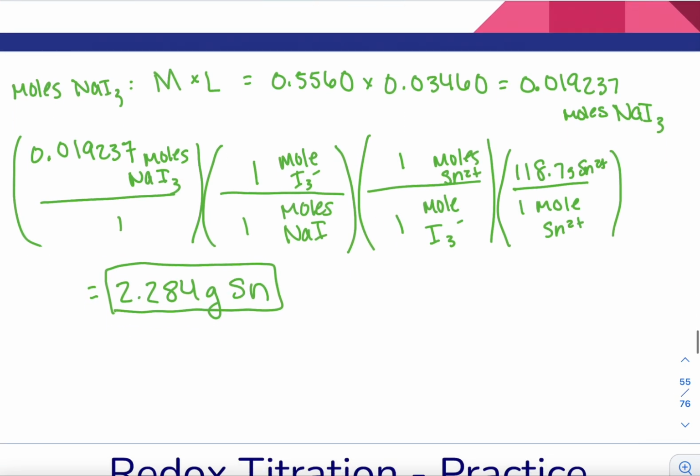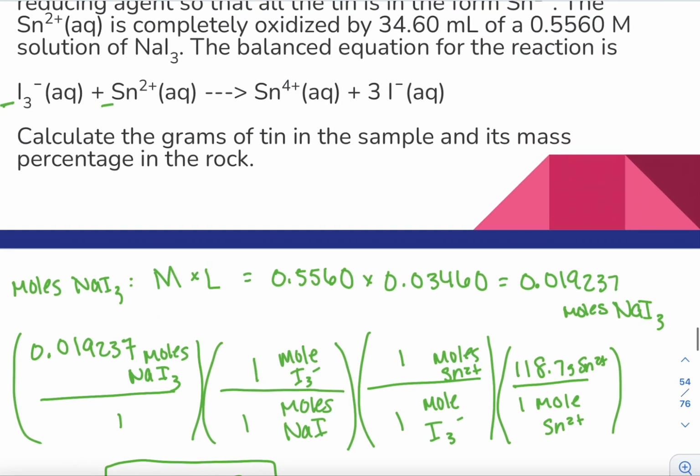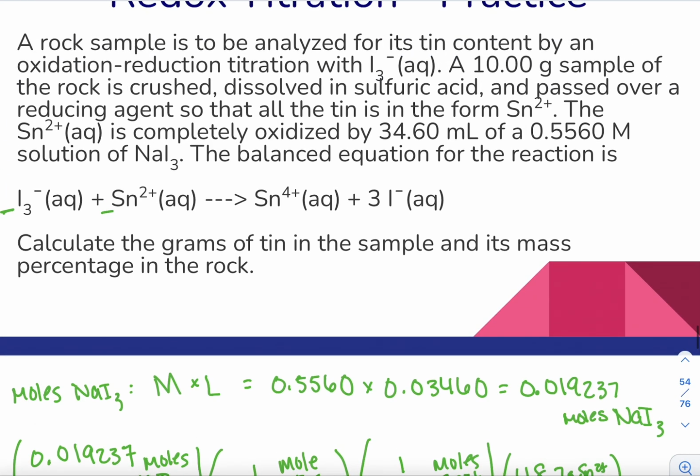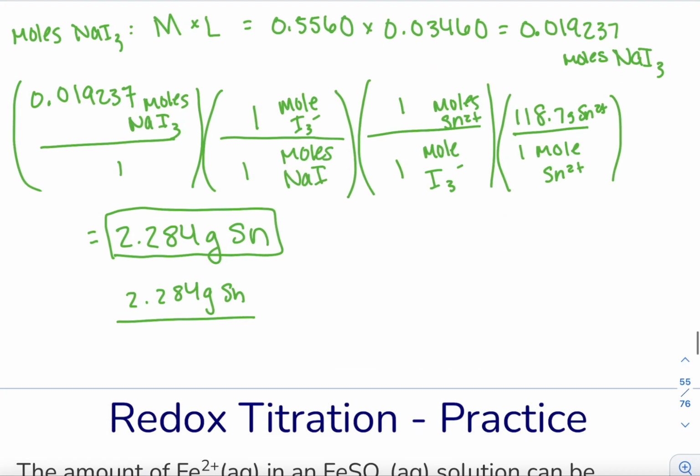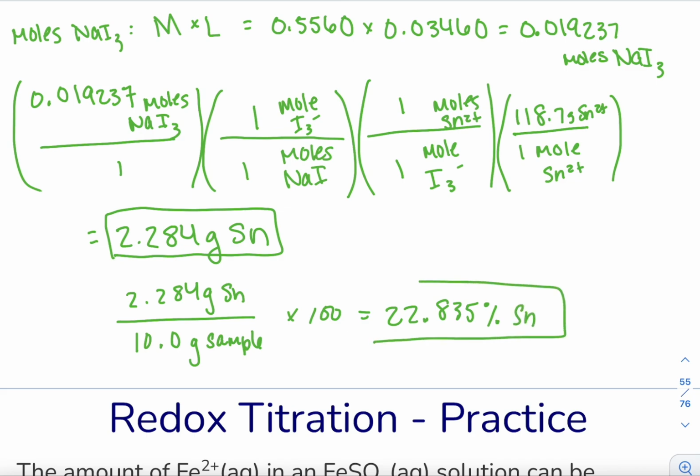And then we also need the mass percentage. So we take that, what is it, 10 grams? 10 grams for the sample, times 100. So that's the second part of the answer.